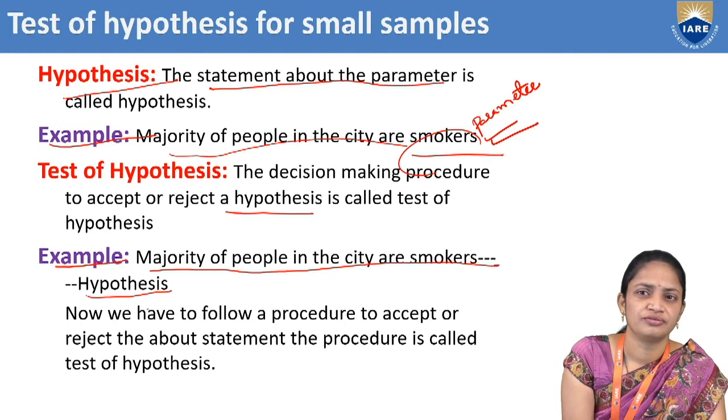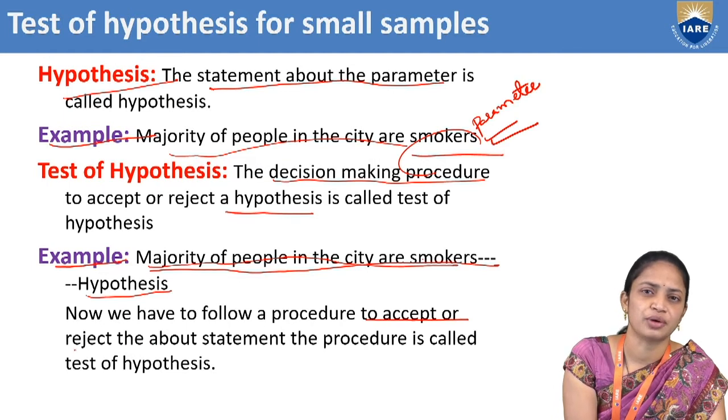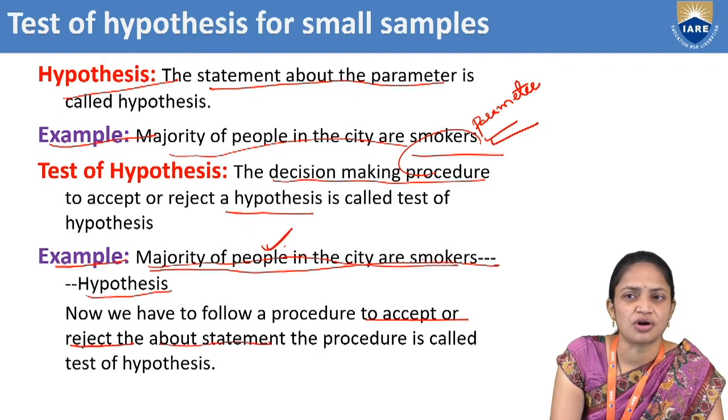Already we have an example of the statement about the parameter: majority of the people in the city are smokers is the hypothesis. Now we have to follow a procedure. Which procedure? The decision making procedure to accept or reject this statement is called test of hypothesis.